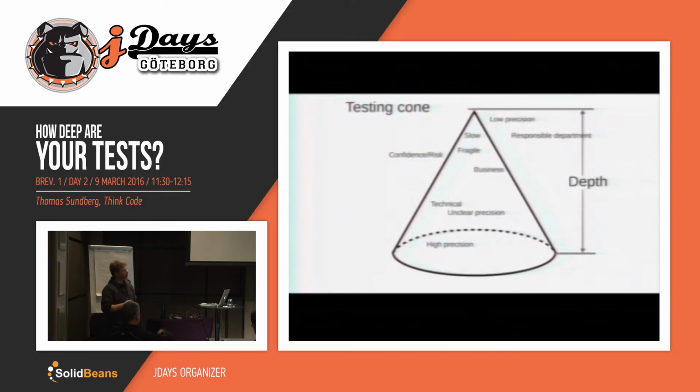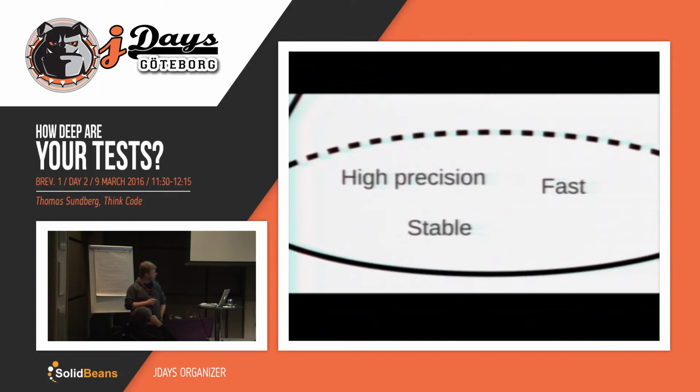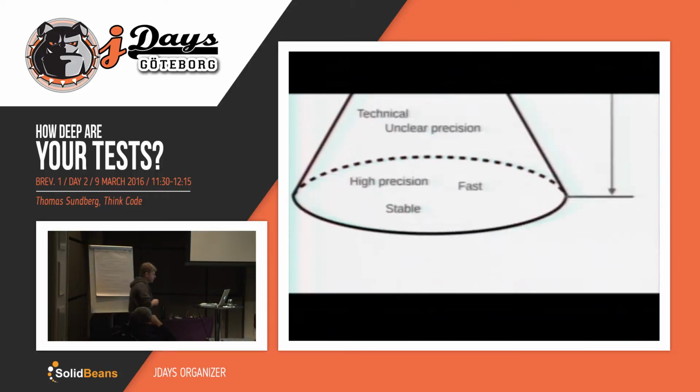There's only one reason why a unit test would fail. If it has two reasons to fail, it's probably not a unit test. Unit tests are fast, and they're stable. They're stable because there's only one reason why they could fail, and you remove as much as possible from the outside. So we're interested in testing at this level more than at other levels. That's actually my message today.